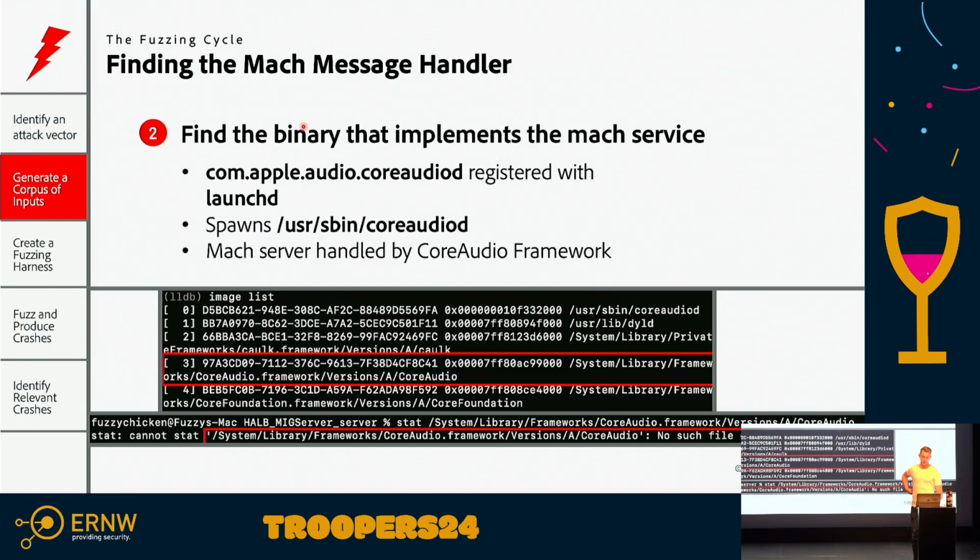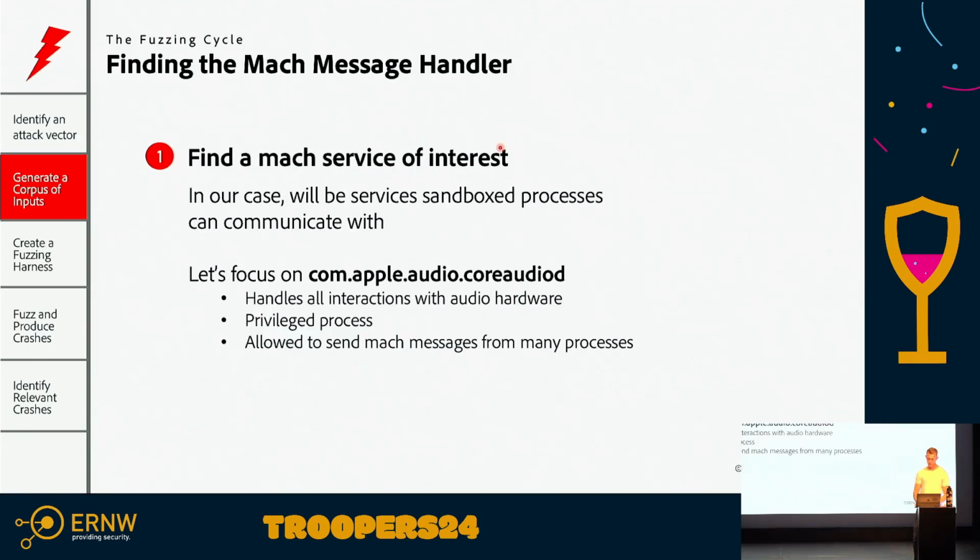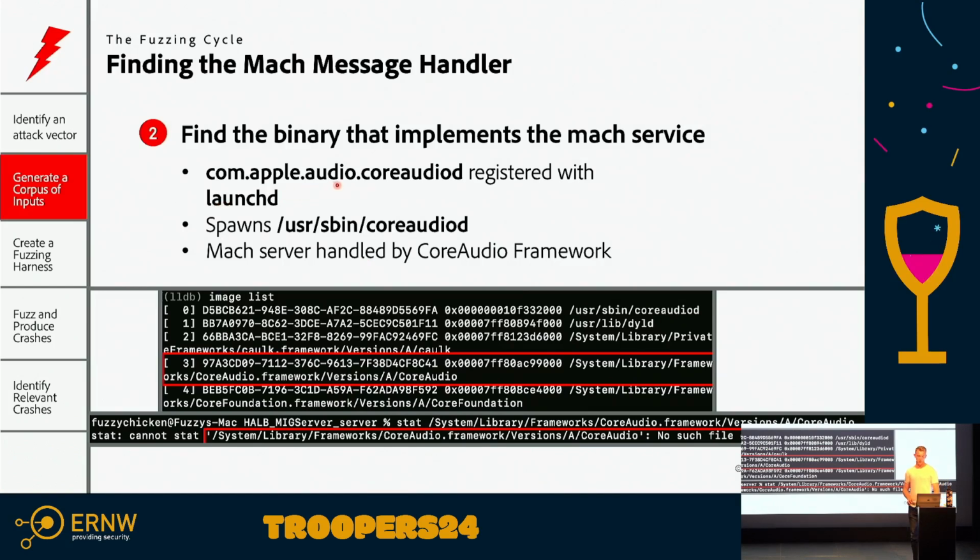Next we need to find the binary that actually implements that Mach service, com.apple.audio.coreaudiod. This service is registered with launchd. launchd takes care of all of the different services on the Mac operating system and spawns the necessary daemons. So launchd spawns this coreaudiod binary. And then the Mach server itself, the code for that is within the Core Audio framework, which is a framework built into the Mac operating system.